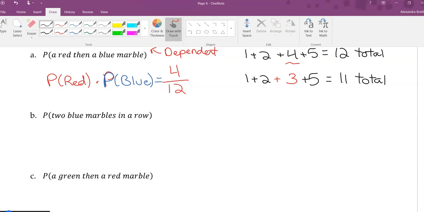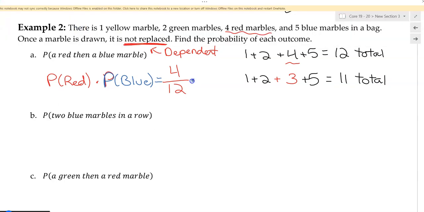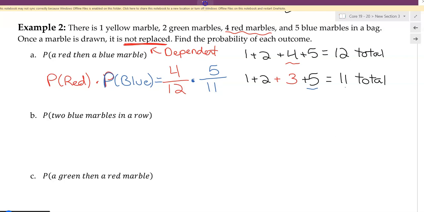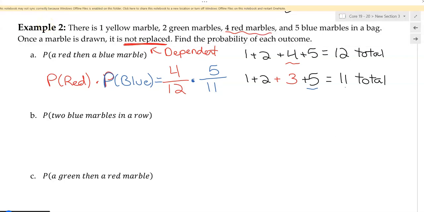Okay. So we're going to do 4 out of 12 times for our blue, right? There's 5 blue marbles out of 11 total. Well, 4 out of 12 times 5 out of 11 is 5 out of 33. Is a different probability. Okay. So that's the difference. Again, it's not replaced. So because it's not replaced, this number changes.